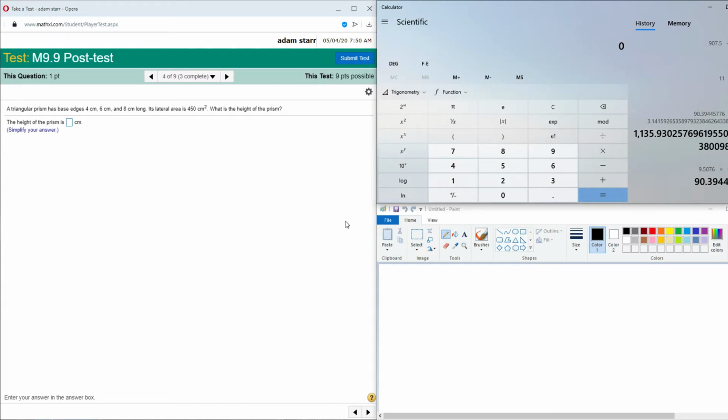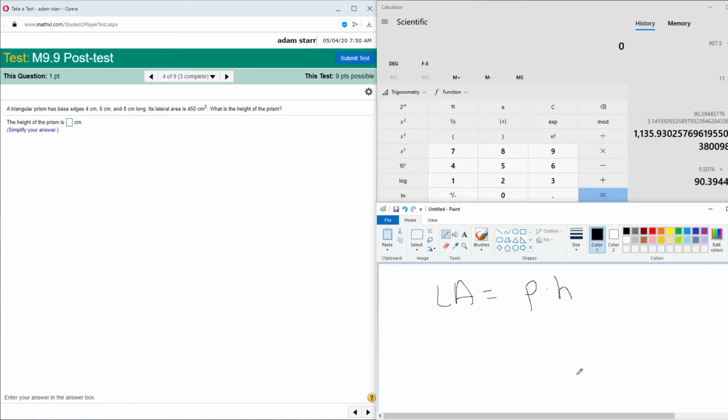Next question here, we have a triangular prism that has base edges 4 centimeters, 6 centimeters, and 8 centimeters long. And we have its lateral area is 450 centimeters squared. What is the height of the prism? Okay, so we know the lateral area of this triangular prism. A lateral area just has a formula. It's the perimeter times the height.